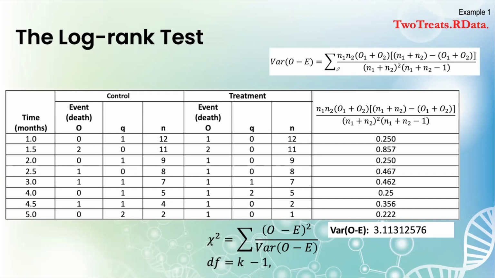So the sum here indicates you're going to add all of this. So each value is composed of this one. And that's the one written here. So let's start with this one.